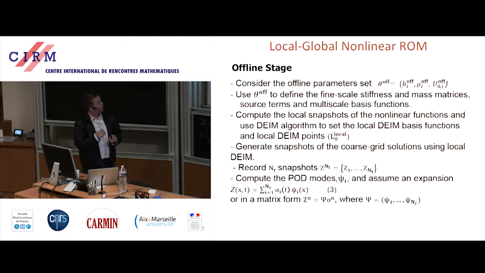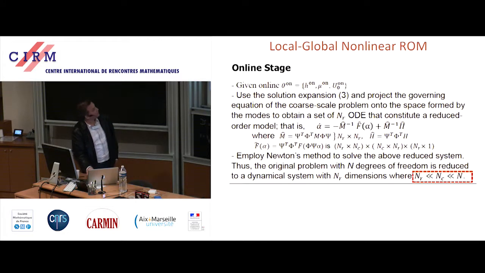In addition, we also want to get the global evaluation of the DEIM points, because we don't want to go back to the coarse mesh everywhere and evaluate everything again. So we need to have global DEIM evaluation and local DEIM evaluation. And all these things we do offline, such that once we are online, we just need to project onto a space. And basically, this is the idea. And as before, we end up going from the fine scale to the coarse scale, and from the coarse scale to the very reduced scale.